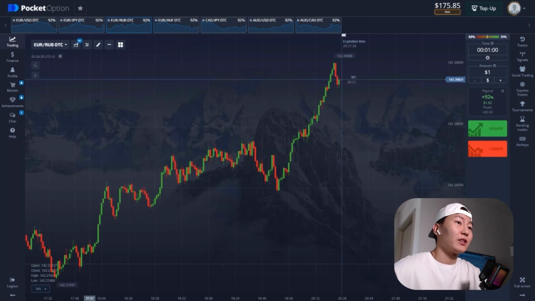So guys, today is OTC market, so the currency pairs have the highest payout rate and it means that we are gonna make good profit really fast. So let's move on to the strategy.